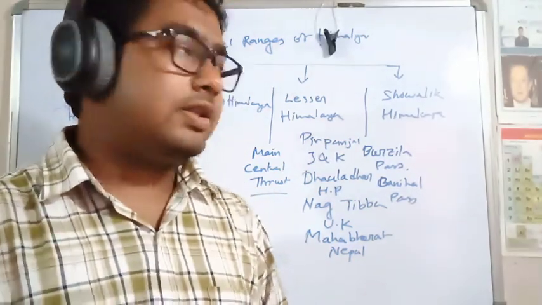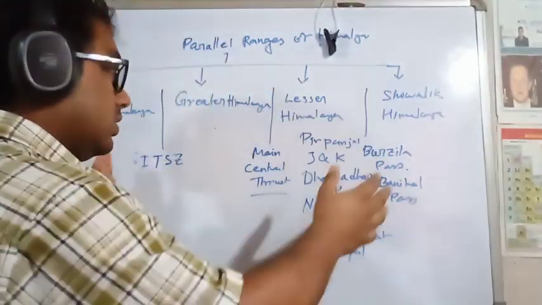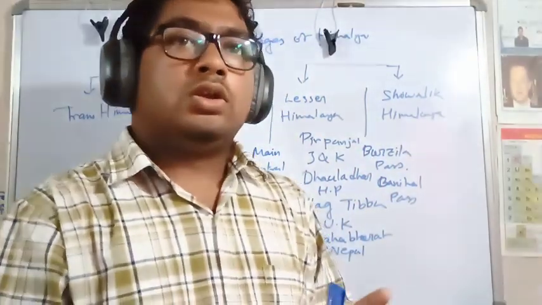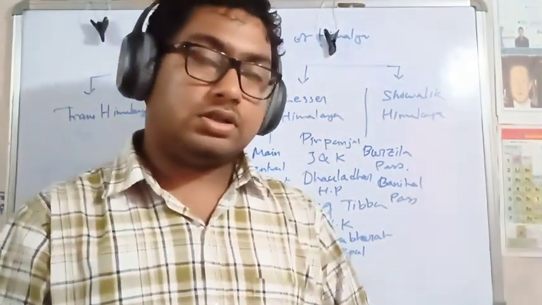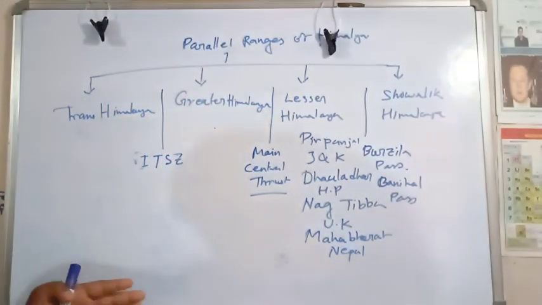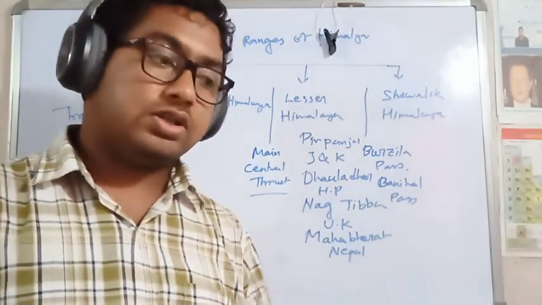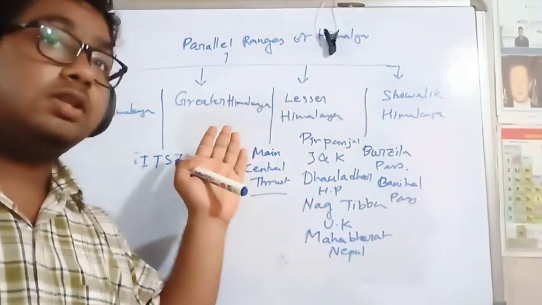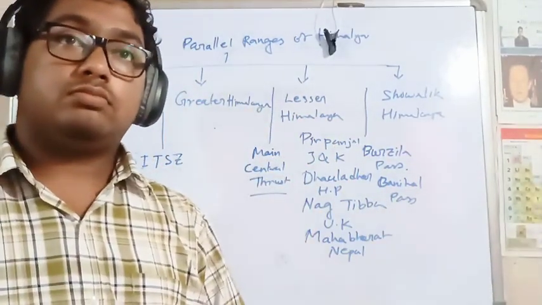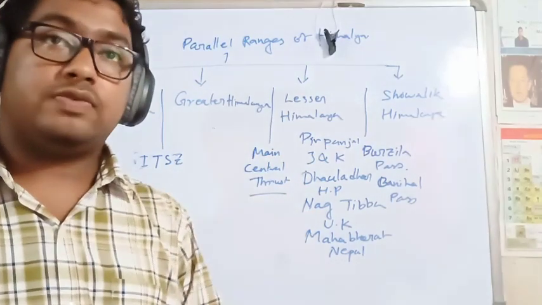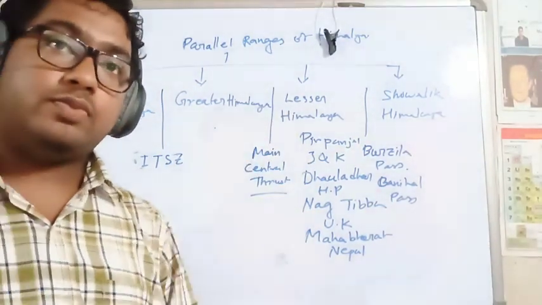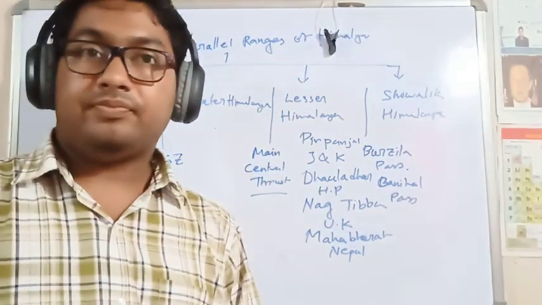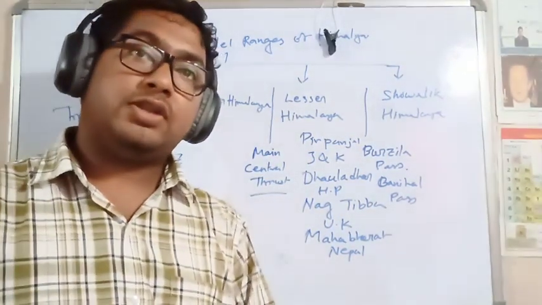And now I will conclude and make a summary of everything. The Trans Himalaya, which I told you about, includes the Pir Panjal, the Kailash Range, the Karakoram Range, and the Ladakh Range. The Greater Himalaya, which is said to be the Himadri, is the northernmost and highest range. Its average height is 6,000 meters and above, and the highest peak is Mount Everest. Kanchenjunga is also here.